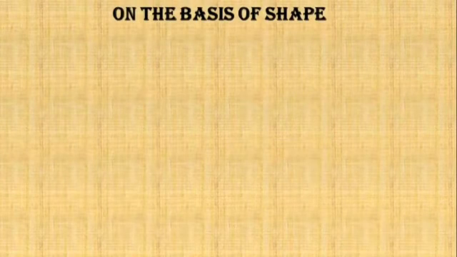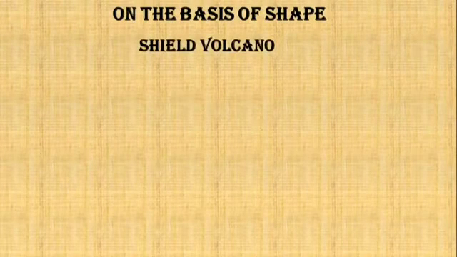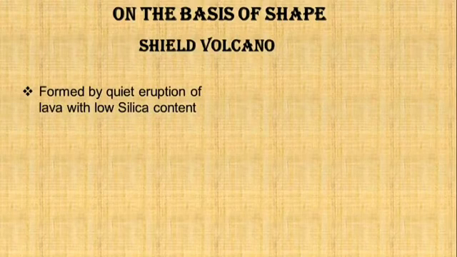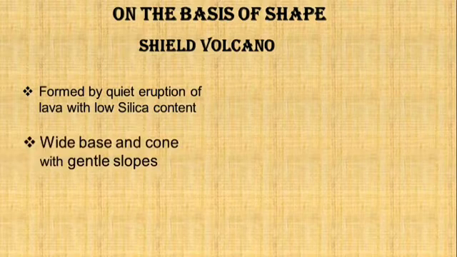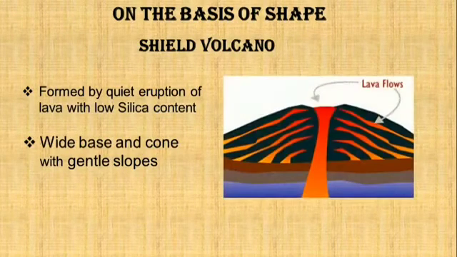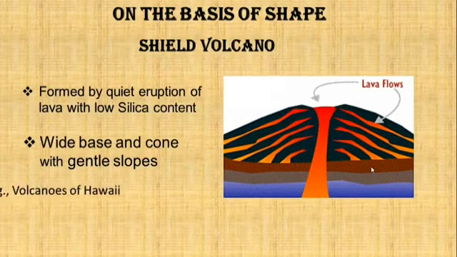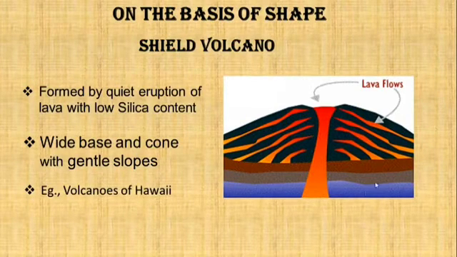On the basis of shape, we have shield volcano. Shield volcanoes are formed by quiet eruption of lava with low silica content. These volcanoes have a wide base and a cone with gentle slope. In this picture, you can see the structure of a shield volcano. The volcanoes of Hawaii are examples of this type.